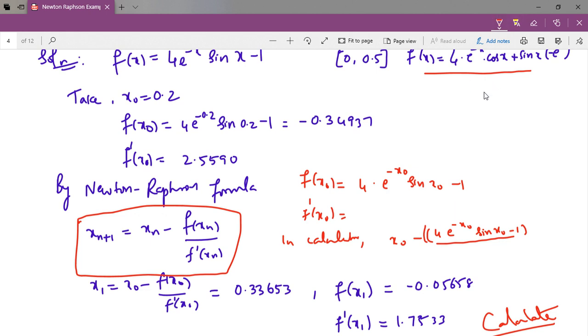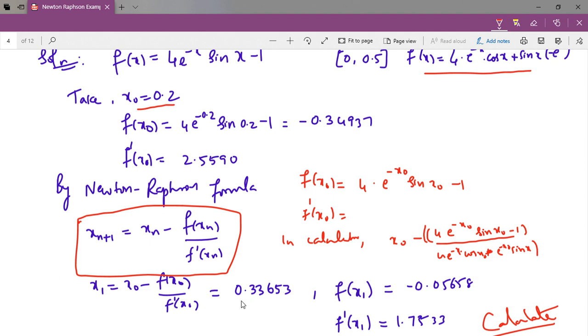That is 4 into e power minus x cos x minus e power minus x naught everywhere, into sin x, bracket close. So in place of x naught, what are you going to put? You are going to put it as 0.2. So this is 0.2 minus 4 into e power minus 0.2 sin 0.2 minus 1, divided by 4 into e power minus 0.2 cos 0.2 minus e power minus 0.2 sin 0.2. So when you press equal to, you get x1.